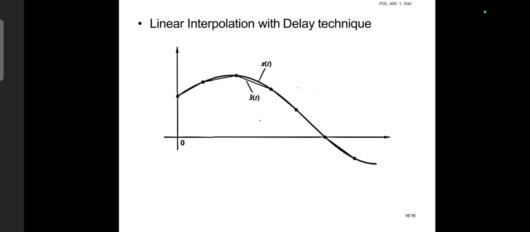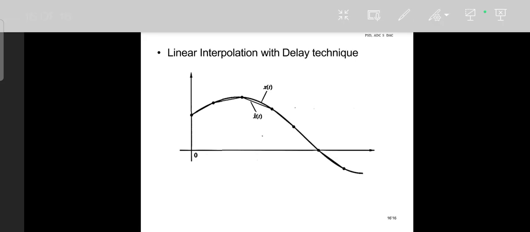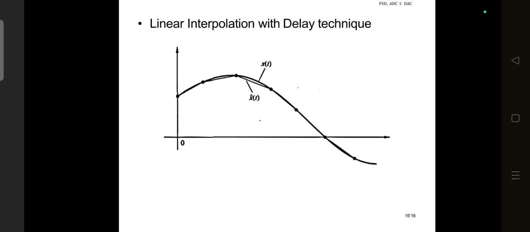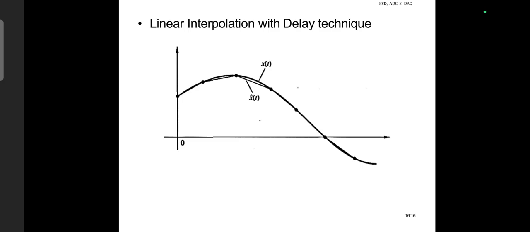We'll move to the next technique, the third technique. So the third technique introduced in this presentation is linear interpolation with delay. The basic idea of linear interpolation is to estimate the values between two known samples using a straight line. Suppose we have two consecutive samples. Instead of keeping the first sample constant until the second sample arrives, the interpolation process creates intermediate values between them.